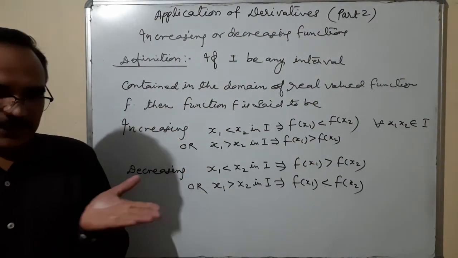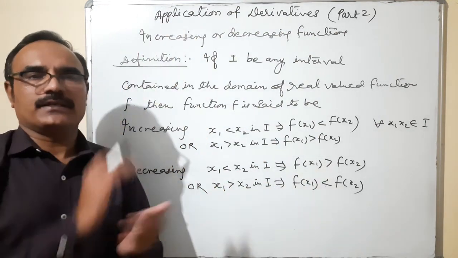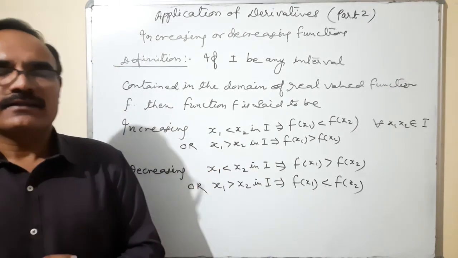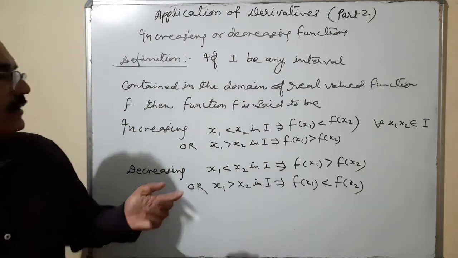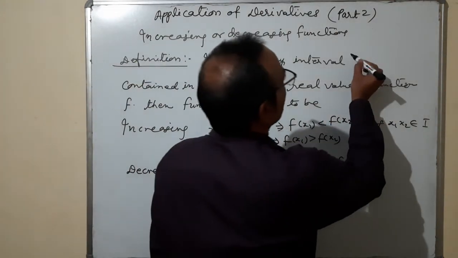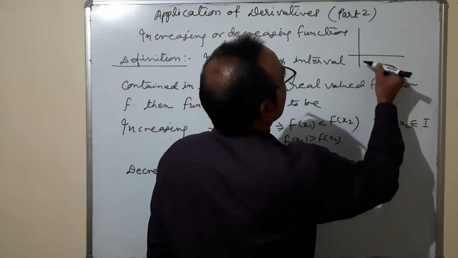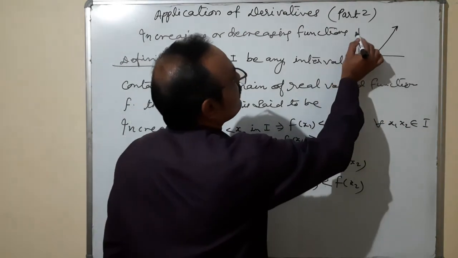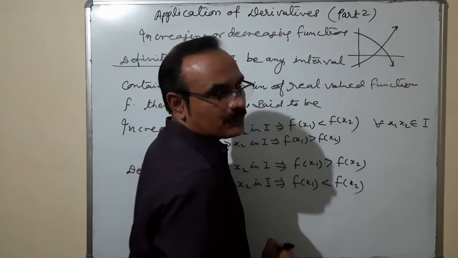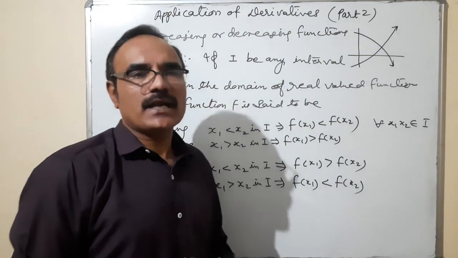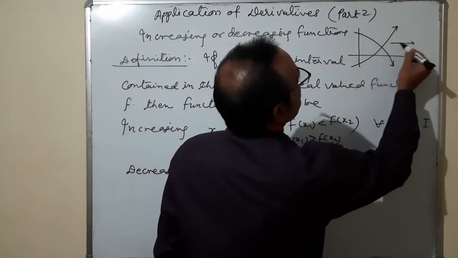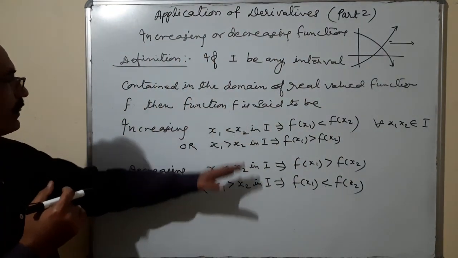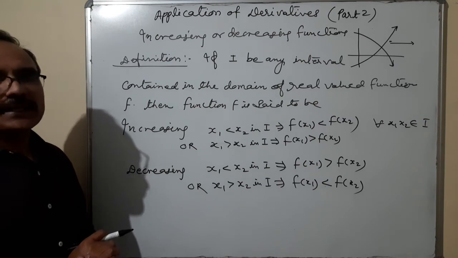The simple way is, if one variable is increasing, second is also increasing, the function is increasing, okay? But if one variable is increasing and second is decreasing, that means the function is decreasing, okay? So increasing function, what does it mean? This is an example of increasing function. This is an example of decreasing function. And whether the function is neither increasing nor decreasing, that means this is parallel to x-axis, called constant function, neither increasing nor decreasing, okay? So this is the definition of increasing function and decreasing function.